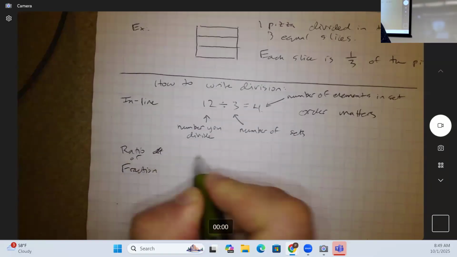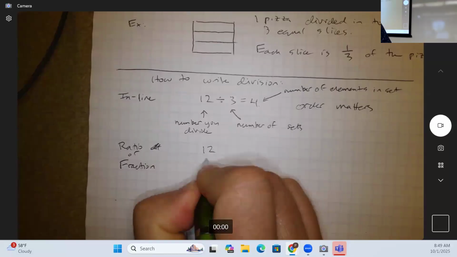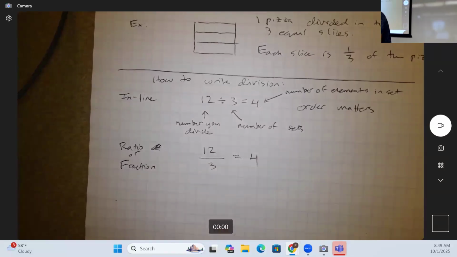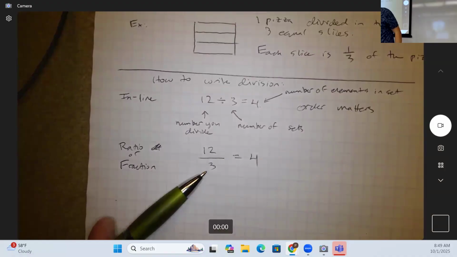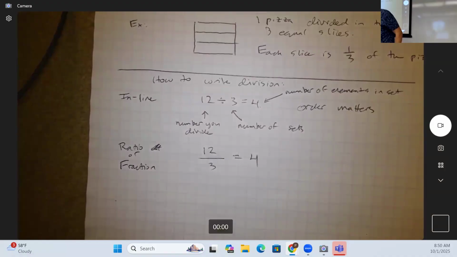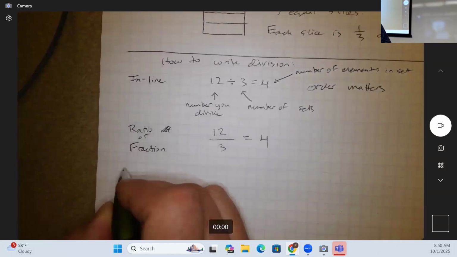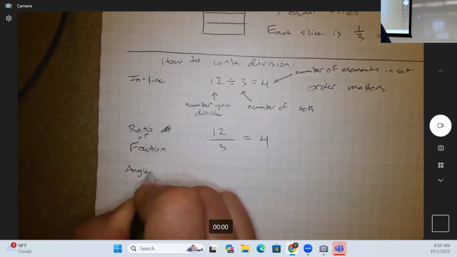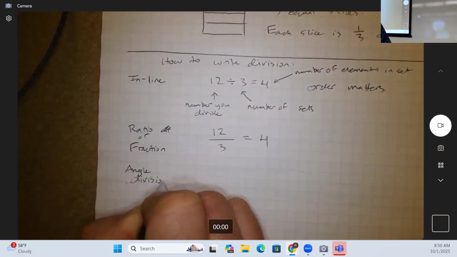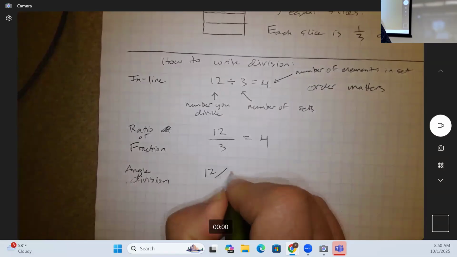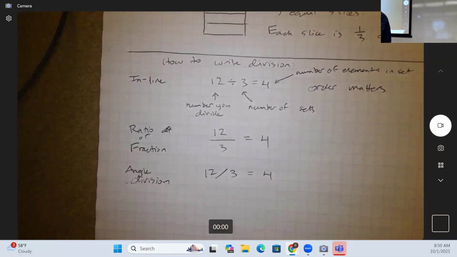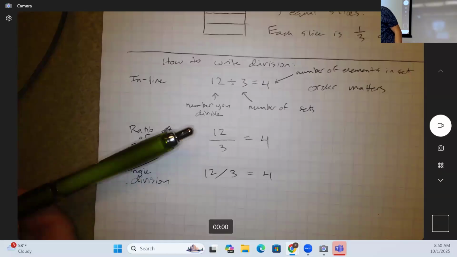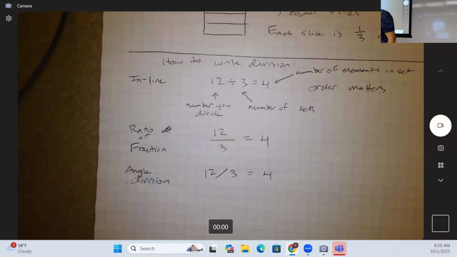The ratio or fraction notation is the other one I showed you, where you do the number you divide on top, the number of sets on bottom, and the number of elements in each set is what you end up with. We can kind of split the difference if we want to do it all in one line. And we do a slash. So that's like the angle division. It's kind of like the ratio method or notation, but it gets it all in a single line.